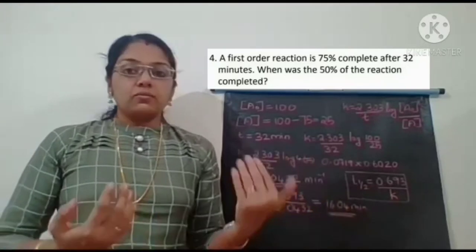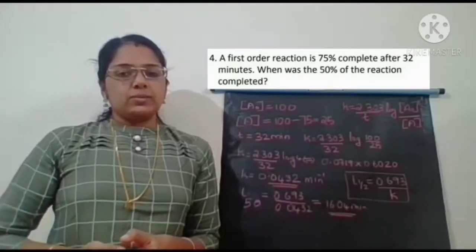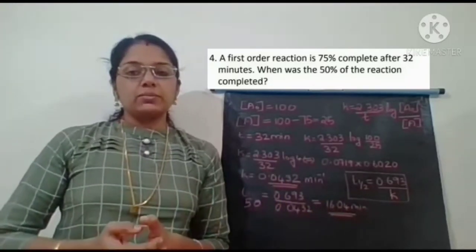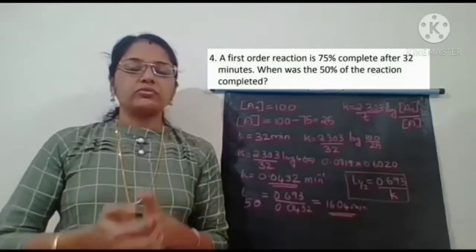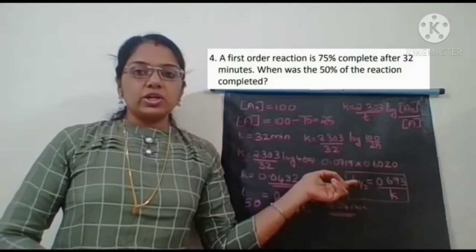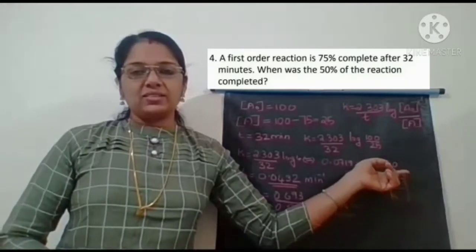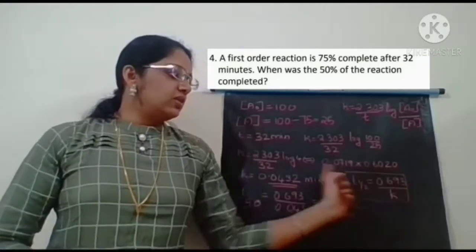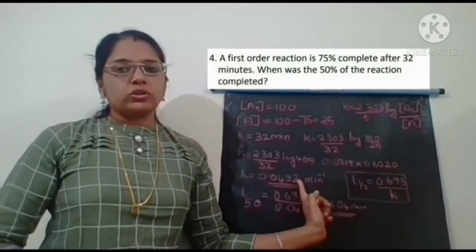Again they are asking for the 50% completion of the reaction. 50% completion means it is T half. Half of the reaction completing means it is T half. So T half of a first order reaction is equal to 0.693 divided by K. K we have got as 0.0432.